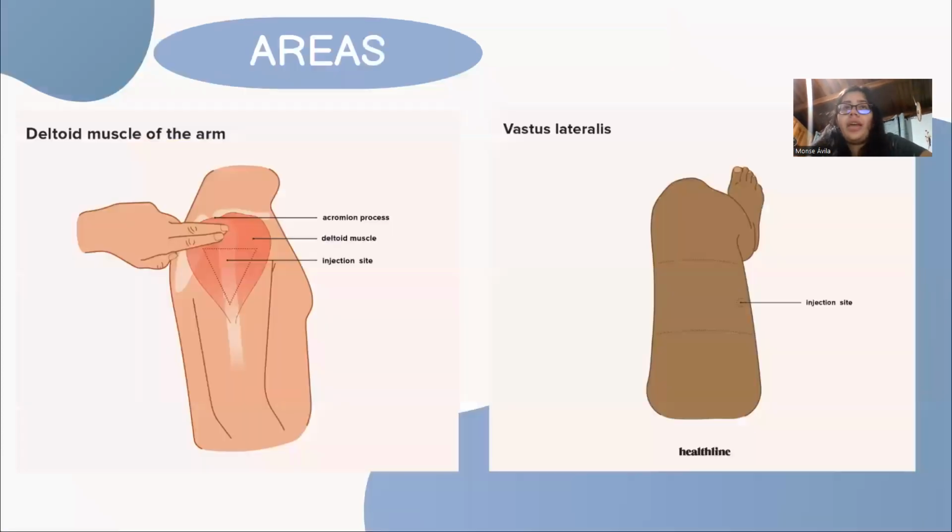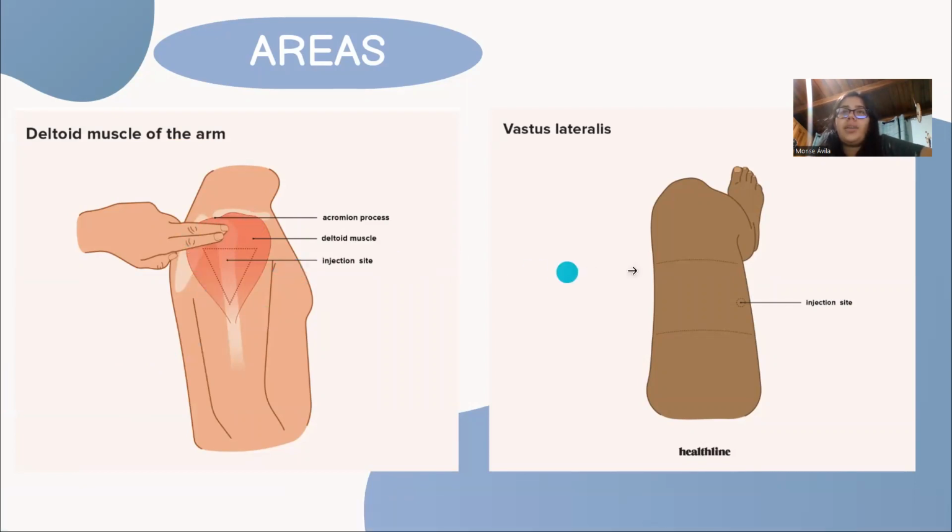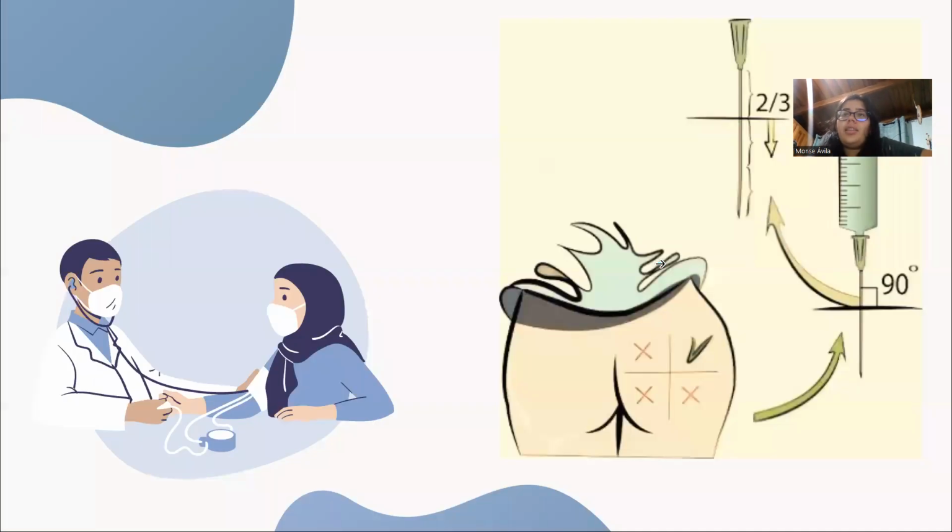Okay, later we have different areas to apply. The first one is the deltoid muscle of the arm, and this one is the one that we have here. Later, we have the vastus lateralis, and the most frequent one is the gluteal area. Here, we have to apply the injection at an angle of 90 degrees in the upper quadrant, the left one or the right one, of each respective area.